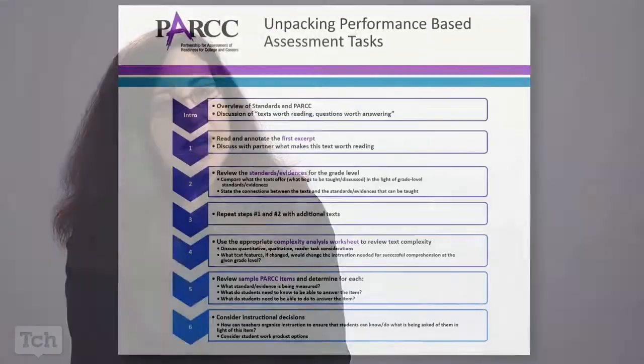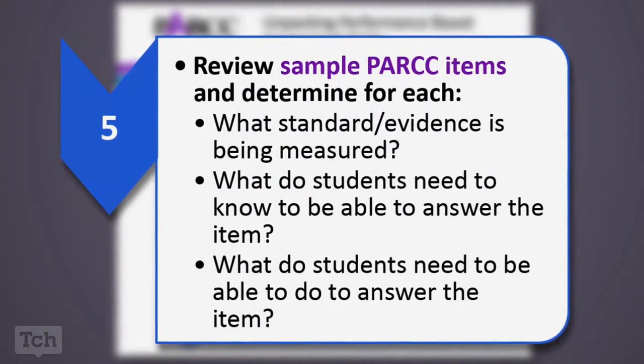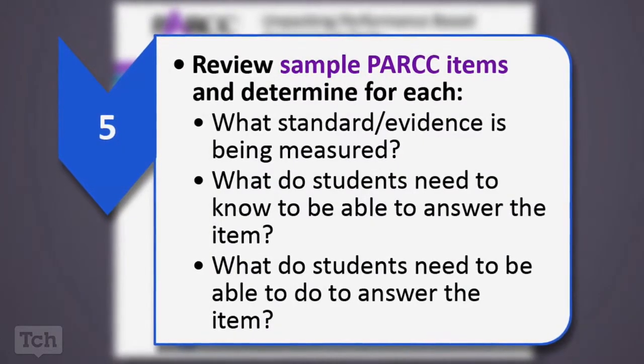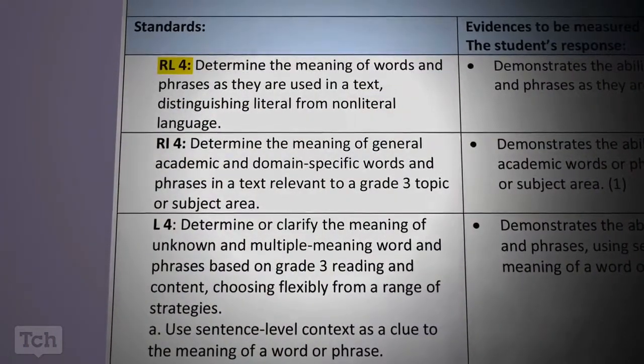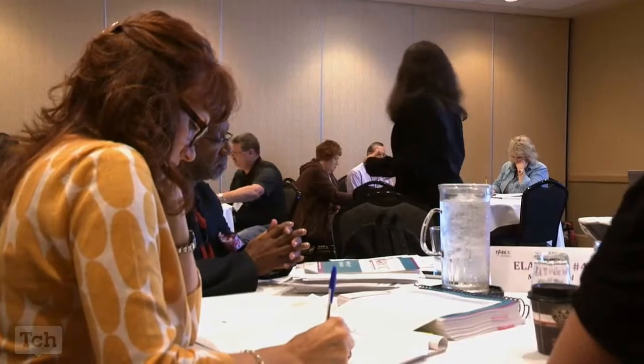In step 5, we really look at what are the standards and evidences that are being measured. There are actually 2 standards being measured, RL4 and L4. Now ask yourself, what do the students need to know to be able to answer the item? They would have to know how to use context and how to go back to the text. With step 5, we're really looking at the task and asking what students need to really know and understand, and then how would they apply and synthesize that knowledge and understanding.